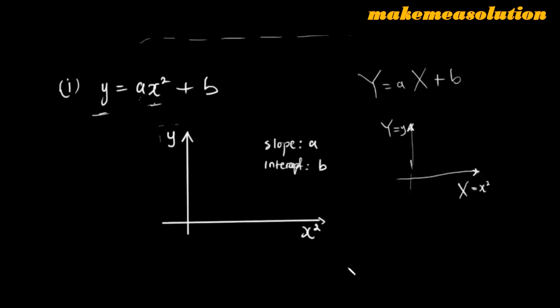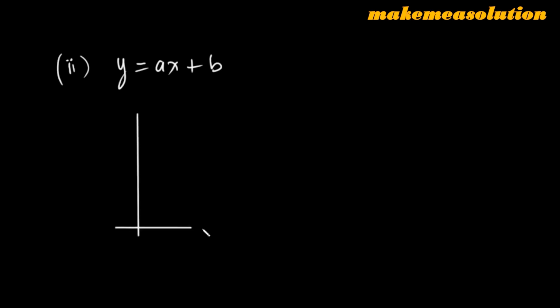Y is equal to AX plus B. So in the second one, we have Y is equal to AX plus B. This one looks pretty much intact. We just need to draw our graph. Our y-axis is equal to Y, nothing to change. Our x-axis is equal to X. So you plot Y on the y-axis and you plot X on the x-axis. Your slope is going to be A and your intercept is going to be B.